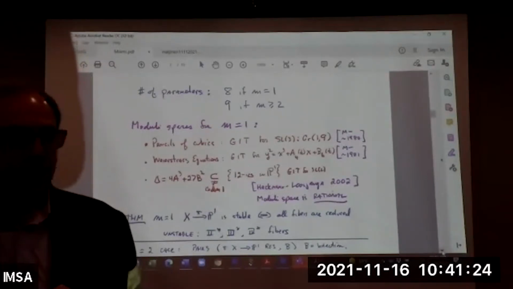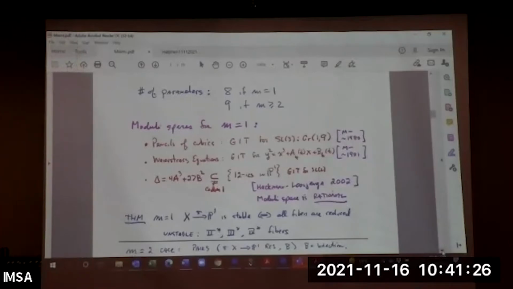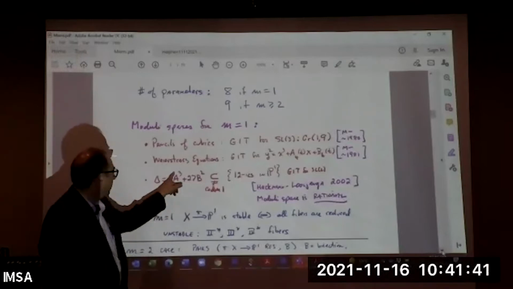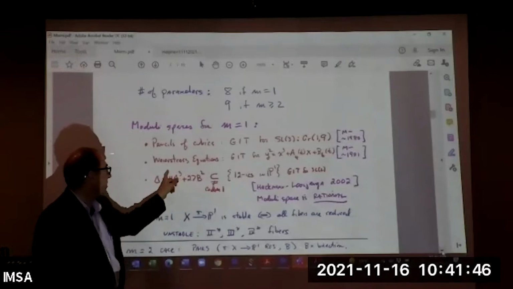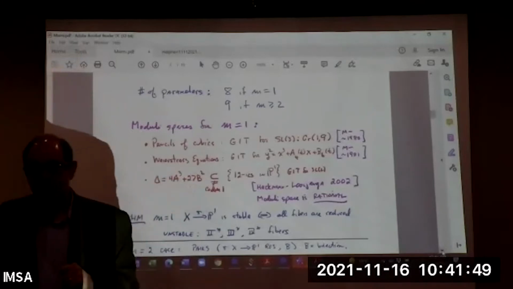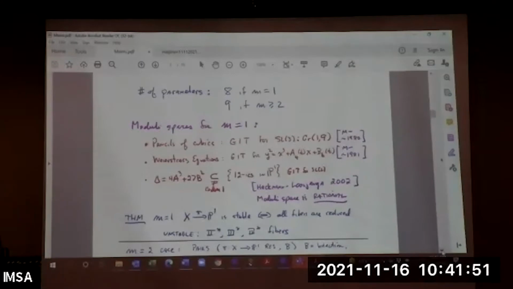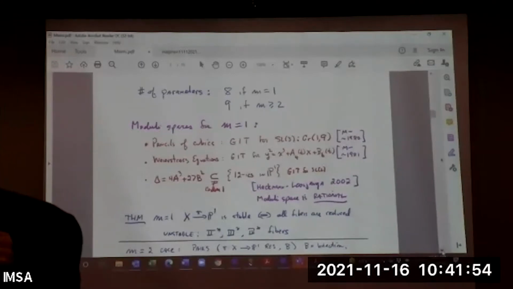About 20 years later, Heckman and Looijenga returned to the problem of constructing moduli spaces for rational elliptic surfaces with a section. They took a different approach. If you look at the discriminant, which is a polynomial of degree 12, since a is degree 4 and b is degree 6, the discriminant 4a cubed plus 27b squared is degree 12. It turns out that you can't get every degree 12 polynomial as a sum of a cube and a square.